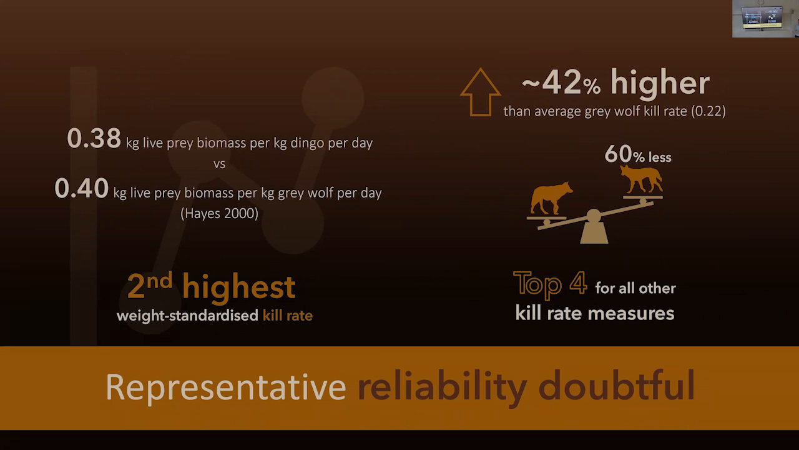And it just highlights a couple of things. One, that we can't rely on single studies for information, but also that for a species such as dingoes that are so controversial and heavily persecuted in this country, we don't even have a reliable kill rate for them, when we compare that against grey wolves in North America, which is the most well-studied large carnivore in the world.